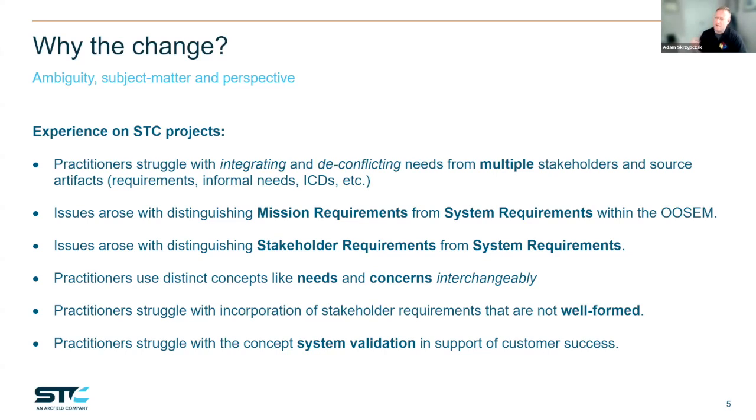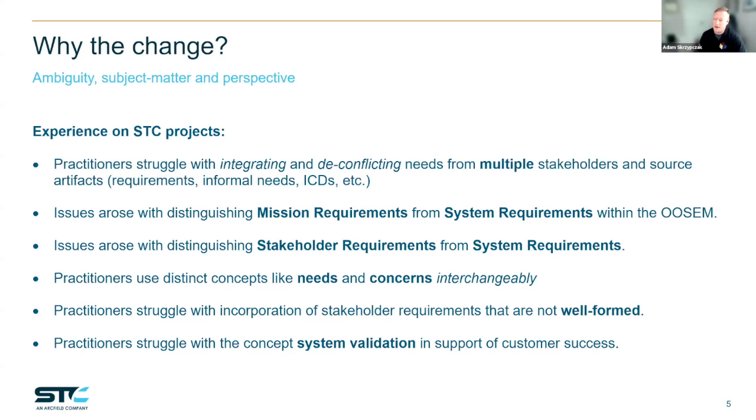So it's the distinguishing of what mission requirements are from system requirements within OOSEM, the distinguishing of stakeholder requirements from the system requirements themselves. That's a big part of a lot of the writing in the needs and requirements manual. Also distinguishing terms like needs and concerns. Oftentimes people use those terms interchangeably, and we generally feel that they have different roles, but they have some kind of relation between them. Also dealing with the incorporation of stakeholder requirements that aren't well formed.